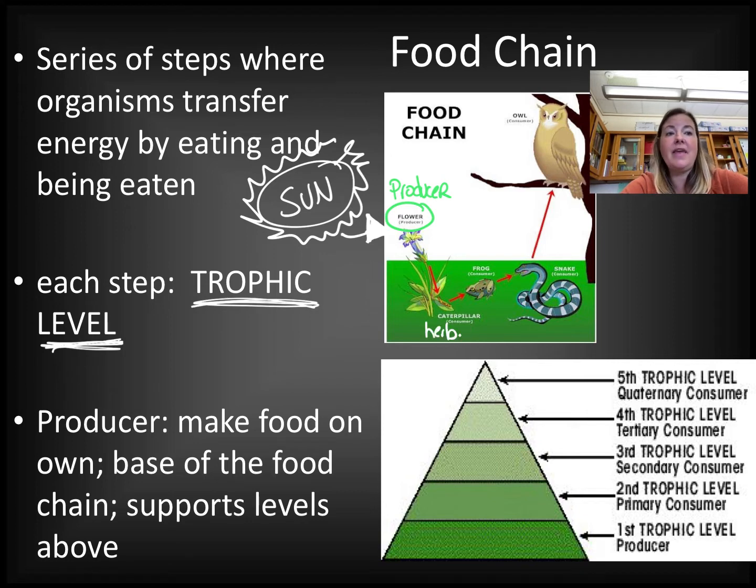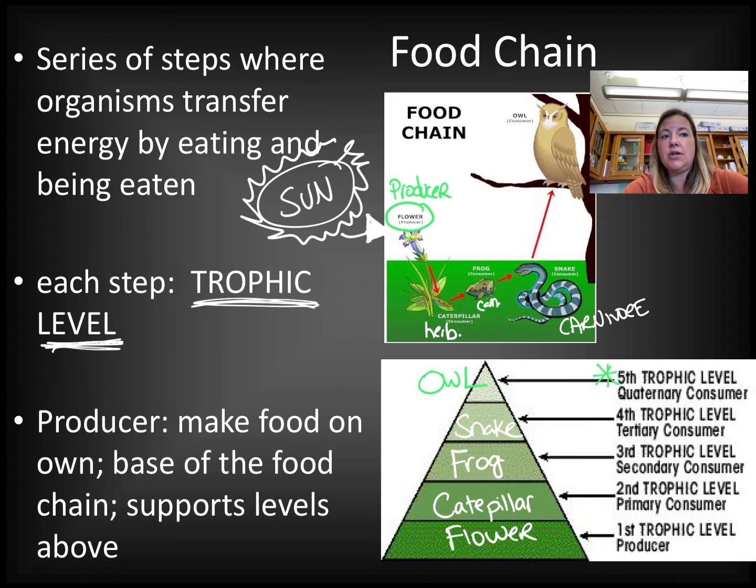The frog then eats the caterpillar. Because the caterpillar is a consumer itself, the frog is considered a secondary consumer. It is going to be a carnivore. That frog then gets eaten by the snake. The snake is eating another consumer, which makes that snake a consumer itself and also a carnivore. We're now at the top level. Our owl is considered an apex predator or our tertiary consumer.